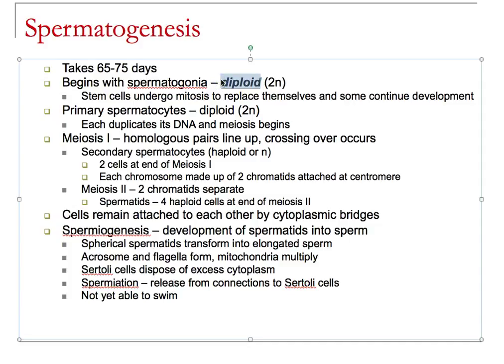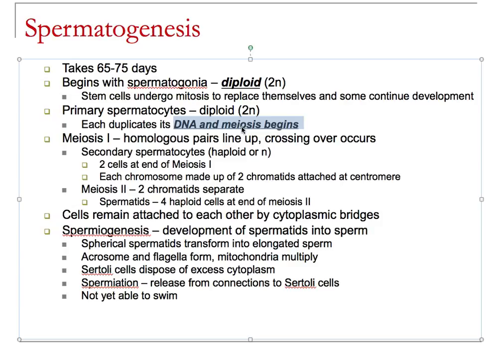I'm oftentimes surprised at how much I have to go back to fix people's understanding of this, but this means you actually have two pair of each of the chromosomes, one from mom and one from dad, and you have primary spermatocytes, which are also diploid. The spermatogonia undergoes a mitotic-like event to replace themselves. A subset will then become the primary spermatocyte, which duplicates its own DNA, and that's where meiosis will begin. So it's the primary spermatocyte that actually will have meiosis beginning.